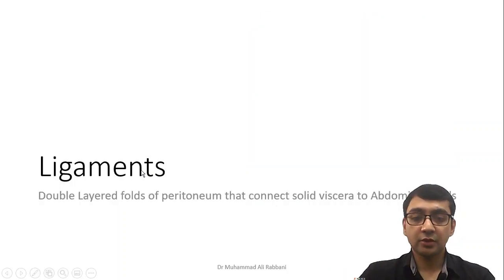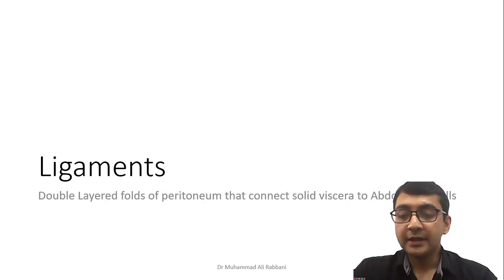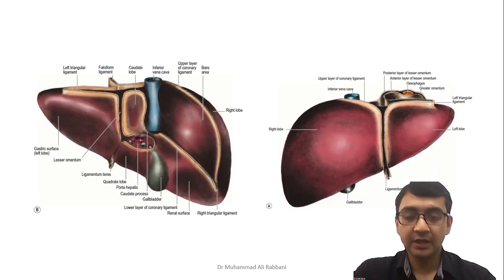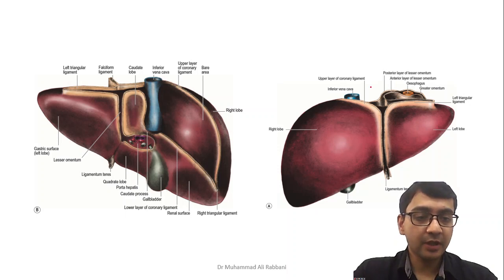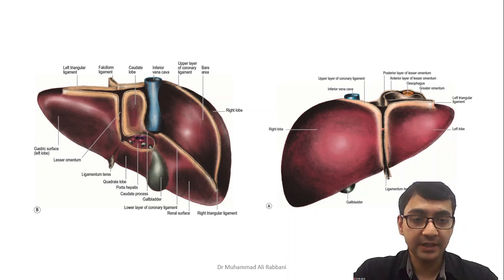So, we have talked about the anterior wall. Now, some definitions. What is a ligament? A ligament is a double-layered fold of peritoneum that connects a viscus to the abdominal wall. I'll just give you an example of the ligaments of the liver. Like here, this is the falciform ligament, double layered peritoneum that connects the anterior surface of the liver to the anterior abdominal wall, just like the falciform ligament we saw in the previous slide.